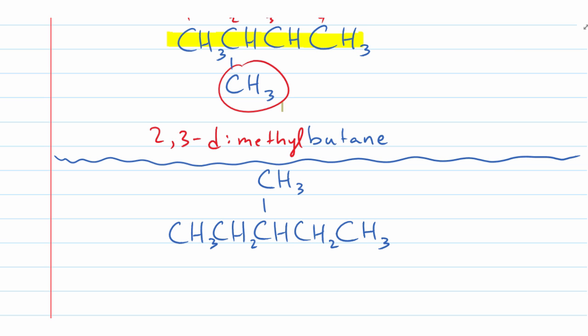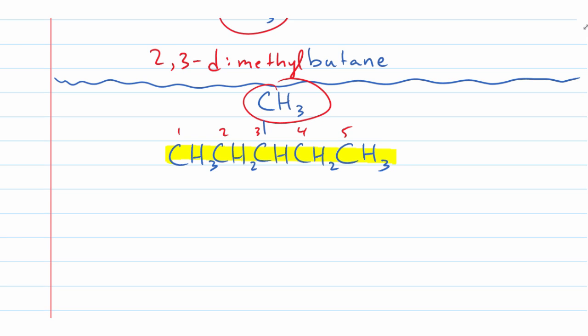To arrive at the name, we look at the longest consecutive chain of carbon atoms, which again is 5. And so we count in the direction that gives us the lowest number for the branch. Well, this one doesn't matter whether we count 1, 2, 3 or 1, 2, 3. It's usually easiest to count from left to right then. So this one would be branched off of carbon atom number 3.